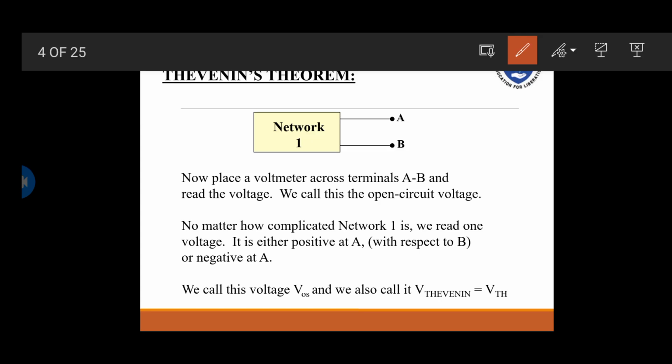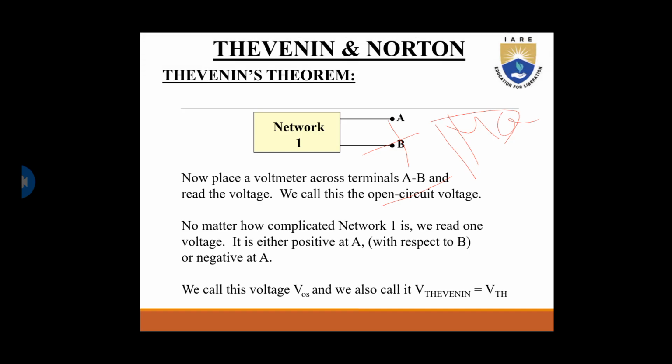The voltage may be positive or negative. If you get a negative reading, just reverse the voltmeter terminals and you get a positive one. It doesn't matter, because the magnitude of the voltage will be the same. Remember the point: whether positive or negative, the magnitude is the same. We call the voltage we read across terminals A and B the Thevenin's voltage.